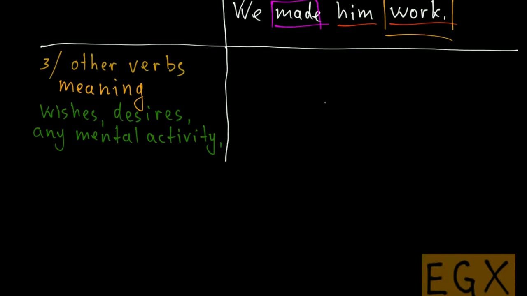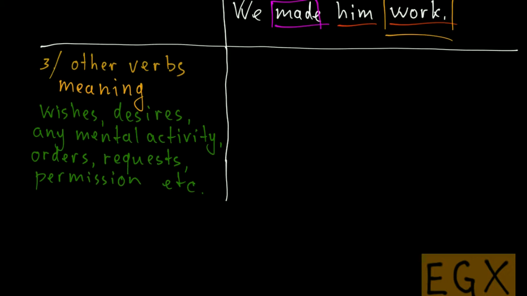In complex objects, we can also use orders, requests, permissions, etc. These groups of verbs are used with the full infinitive. That's the infinitive with to.